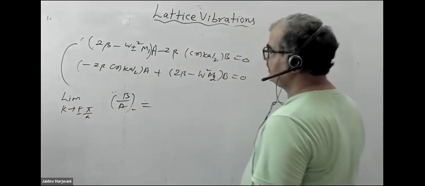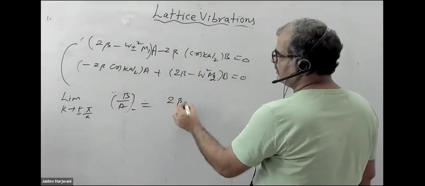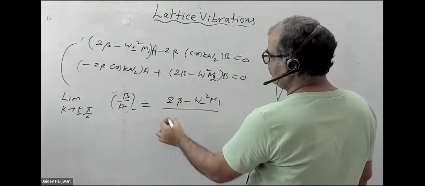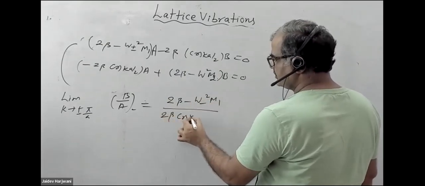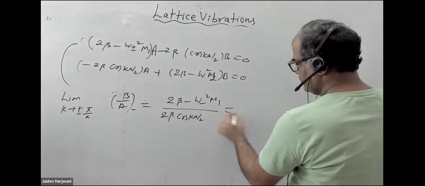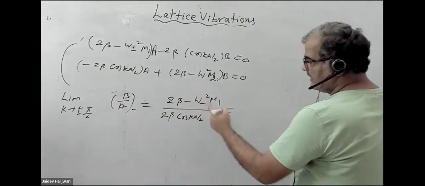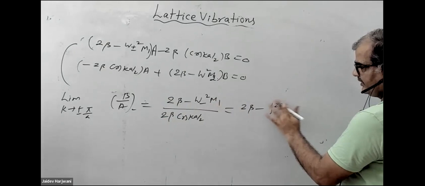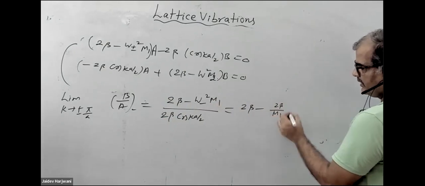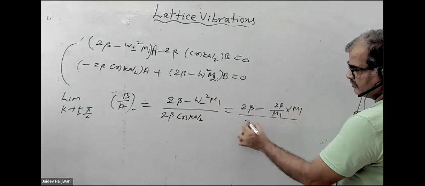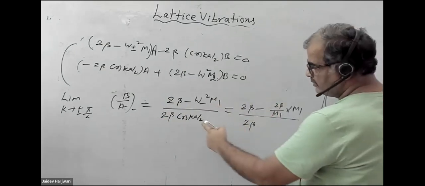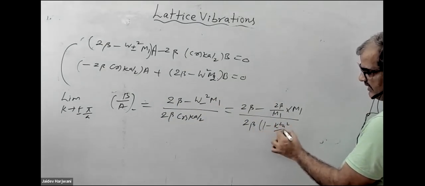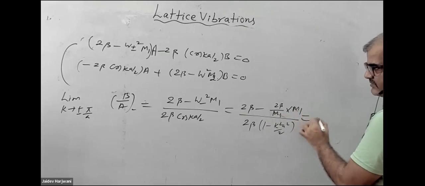Okay, plus minus pi by a, and we have 2 beta minus omega square m1. Okay, and we have 2 beta cos ka by 2. So let me show now, when k tends to pi by a, omega square value is what? 2 beta upon m1. Okay, and this is m1, and this is 2 beta cos ka by 2. So I can put it, if it is near, I can write as k square a square by 2. Okay, m1 cancels, becomes 0.